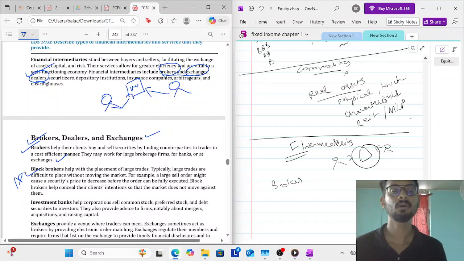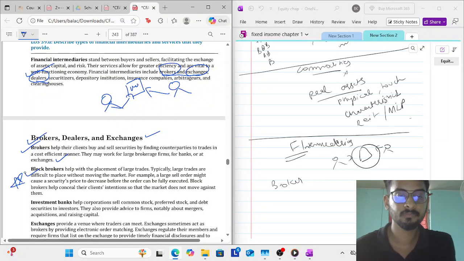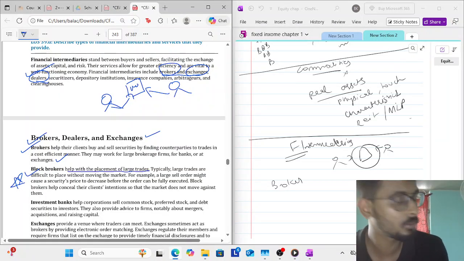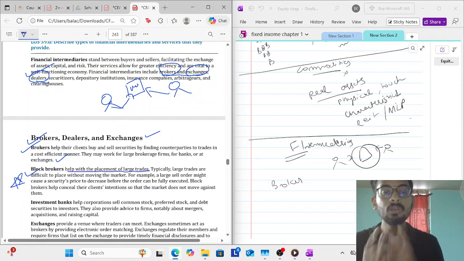Now, who are block brokers? This is something new to us, right? Now let's read it. They help with the placement of large funds. So if I want to place a large fund like 1,000 crores, I cannot go to Baroda and place a market order there. It would affect liquidity, it would affect the stock price, especially if it is a penny stock. So block brokers help the placement of large funds. Typically large trades are difficult to place without moving the market.